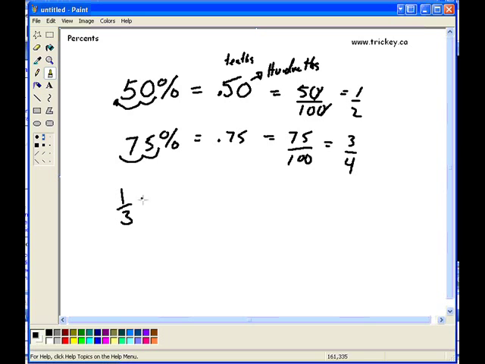1/3, I pop that into my calculator and I get 0.33, and it goes on forever. We'll just go with 0.33. To convert my decimal form to a percent, I move my decimal places 2 places, this time to the right. It gives me 33%, or 33 out of 100.